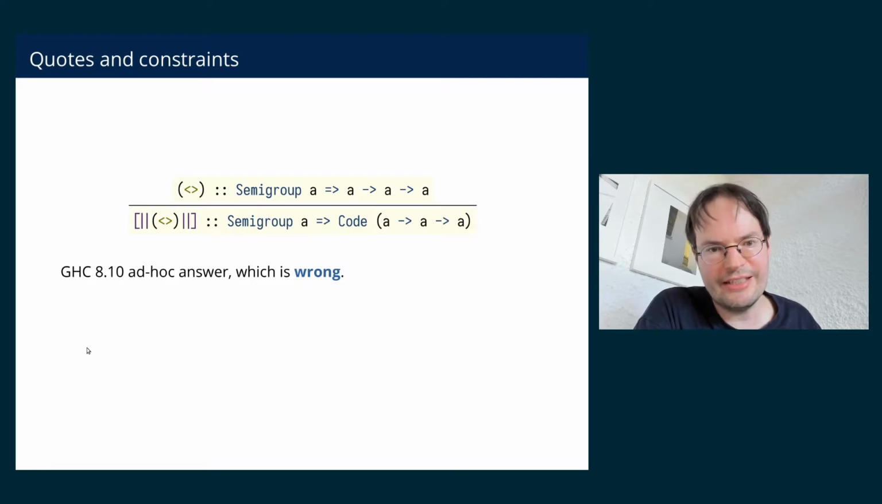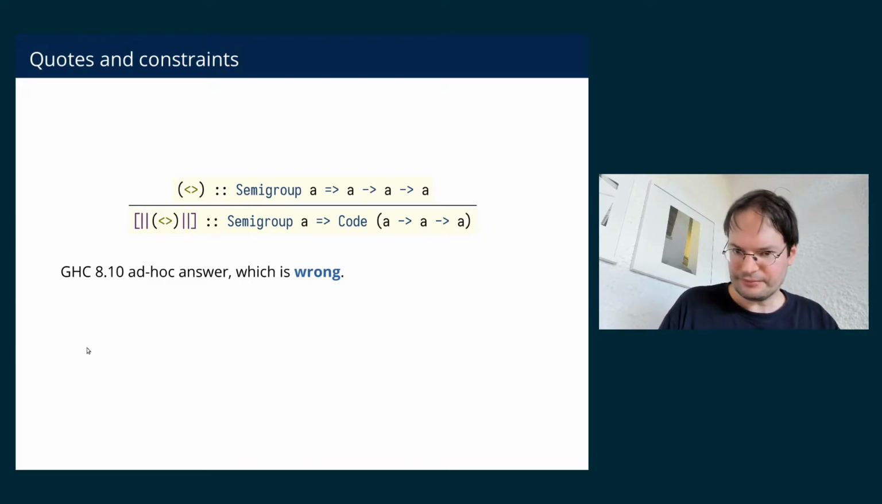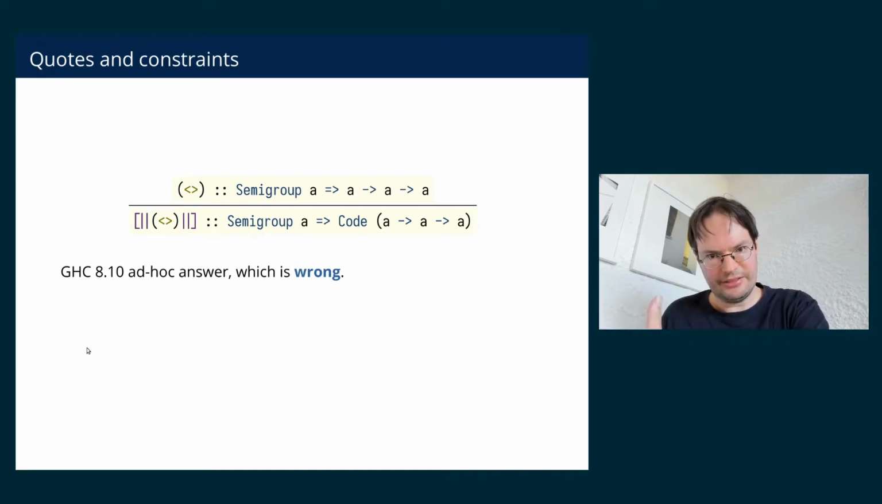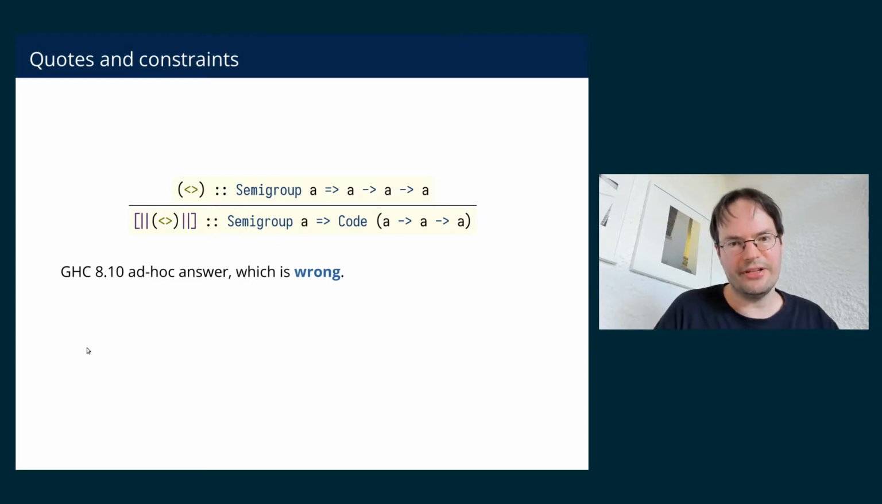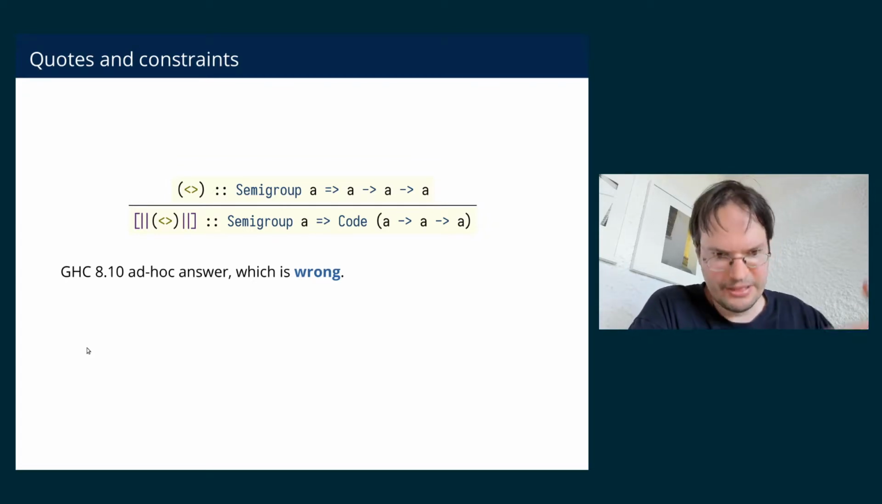This is what GHC 8.10 does, but it turns out to be wrong, because intuitively it means that the Semigroup constraint has to be satisfied at the moment that we form the quotation. But the formation of the quotation happens at compilation time, but the generated code is executed at runtime. These are completely different stages, and there are problems with respect to that. And GHC also doesn't handle the persisting that would be needed of the dictionary correctly. So this isn't quite right.